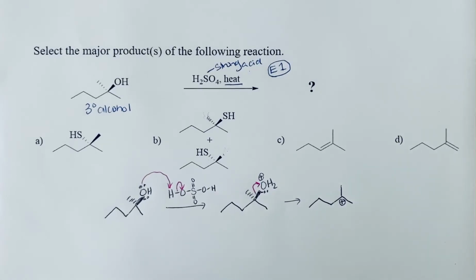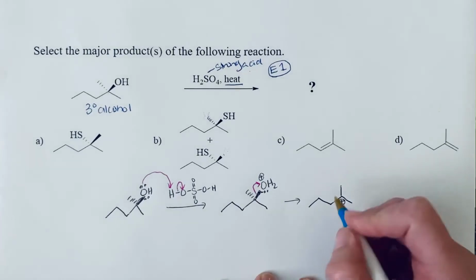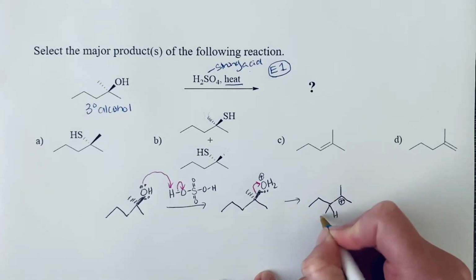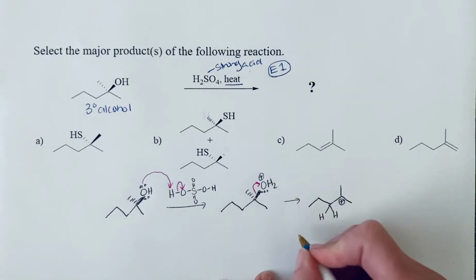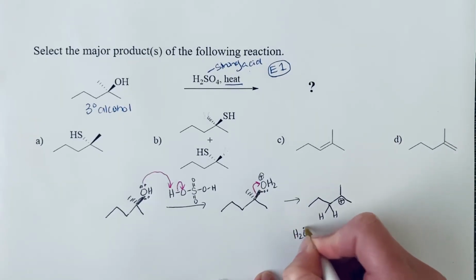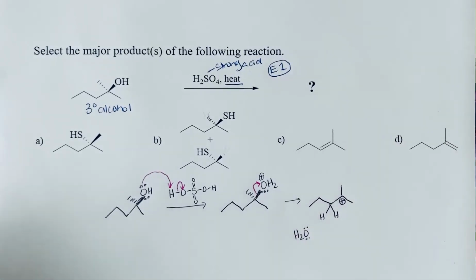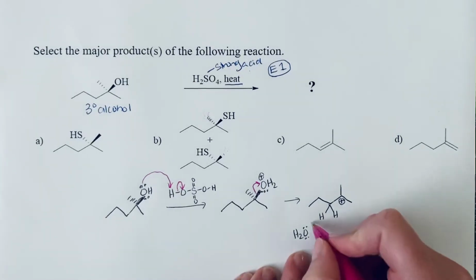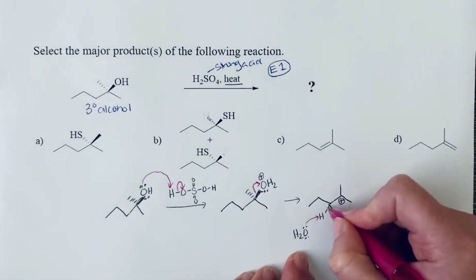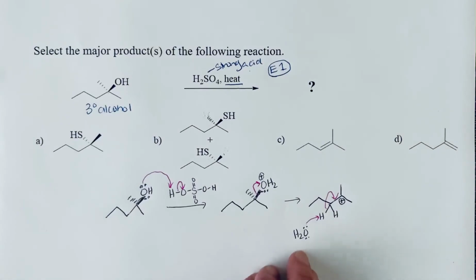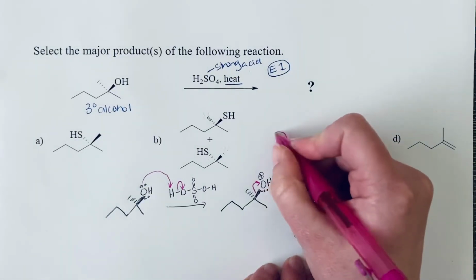So what will happen is whatever base you have around will simply pull off the hydrogen that will give you the most stable alkene. So that would be the interior alkene here. So we have 2 hydrogens. We have a water molecule that we just liberated. We can go ahead and use that water molecule as the base. And we can show it removing one of these 2 hydrogens, and these electrons coming in to form the more substituted and more stable alkene, which is C.